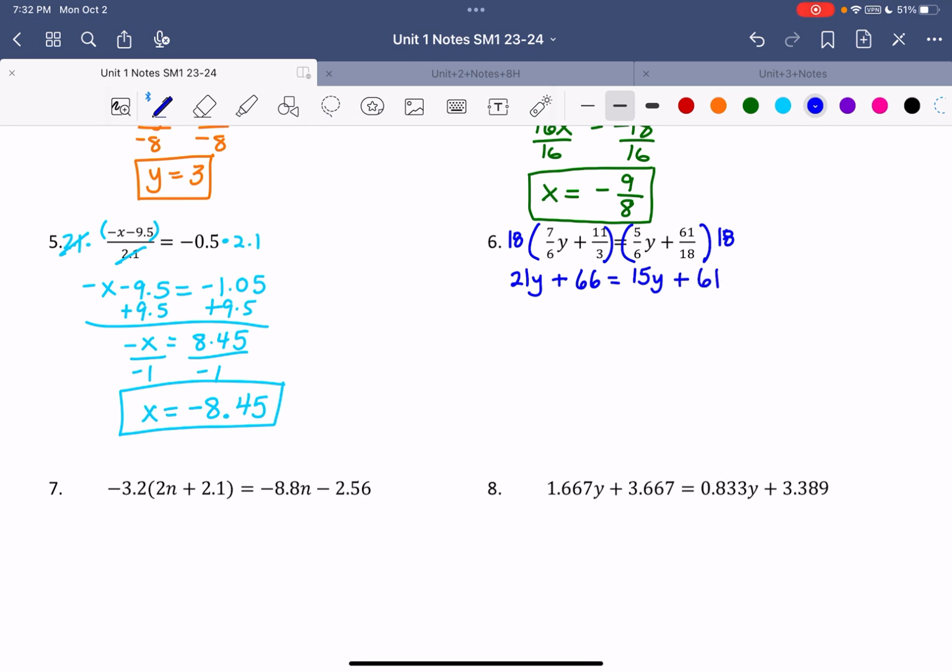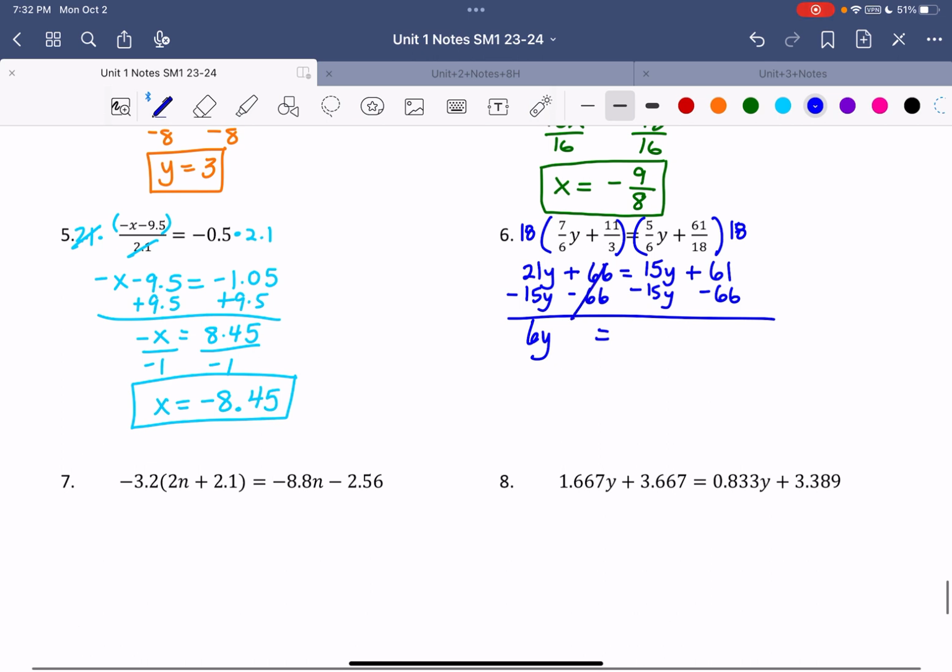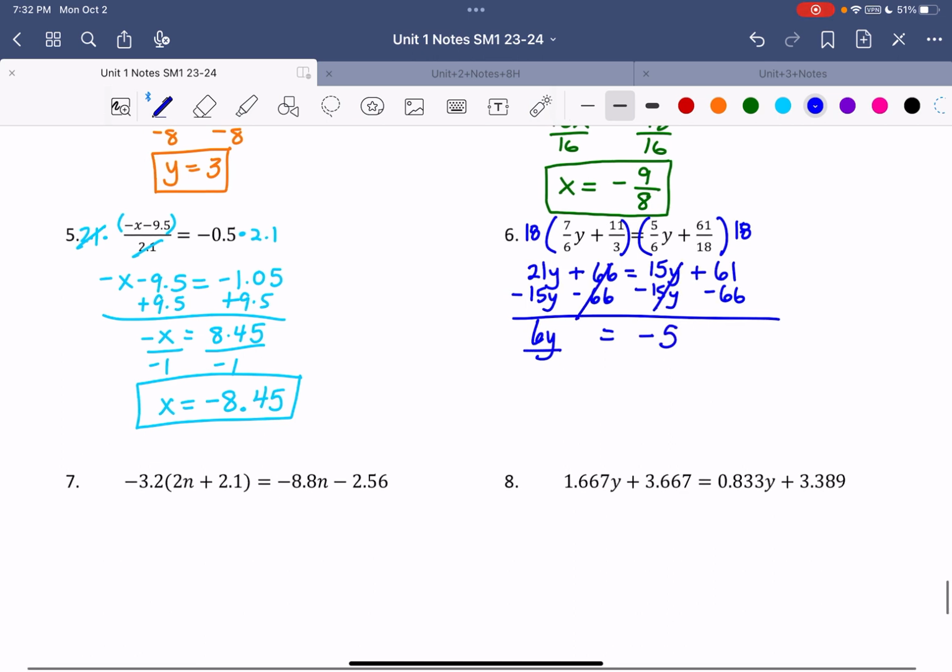Okay, and then now I'm going to move the variables to the left and the constants to the right, and again, I'm going to do it in one step. So I'm going to do my variable first, so I get it in the right place. And then I'm going to move my constant. Okay, so this gives us, it doesn't give us a negative, it gives us 6y equals negative 5. Divide by 6, and y equals, we can just leave it as a fraction, negative 5/6.